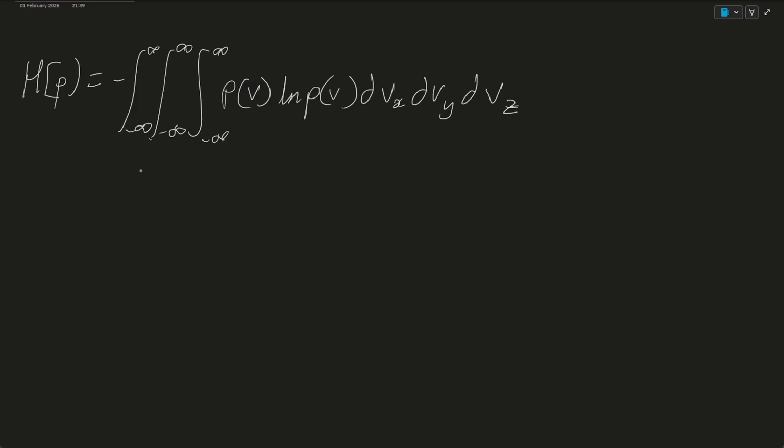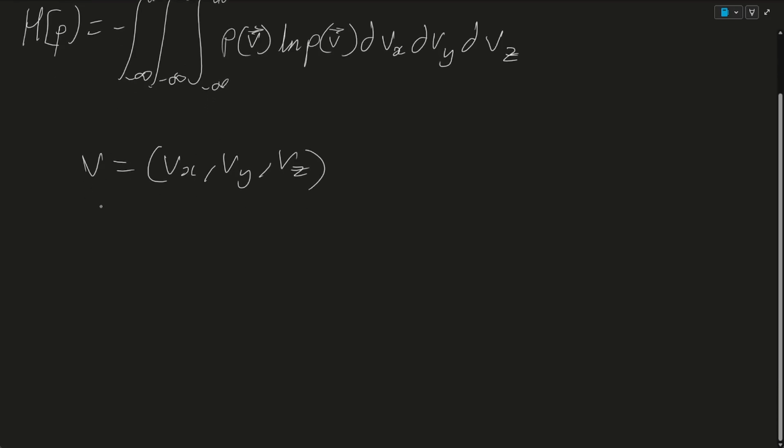I've written up the Shannon entropy regarding the probability density P of a particle's velocity vector V. I'll just do V arrow, and those are scalars. To be clear of the notation, V sub x is just the x component of V. I can actually say here that V equals Vx, Vy, Vz. This is just horizontal vector format.